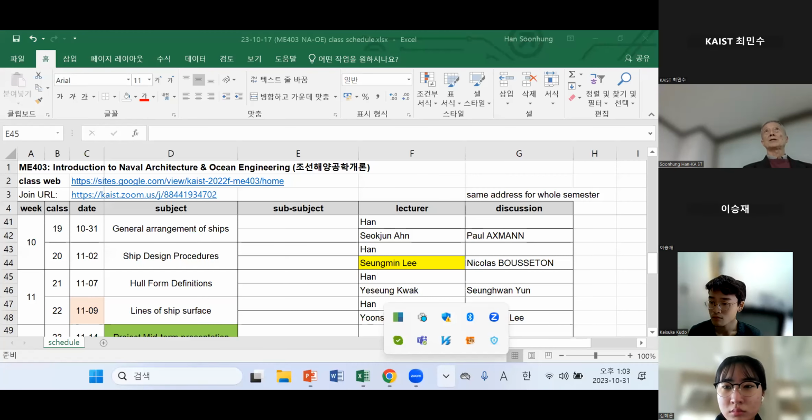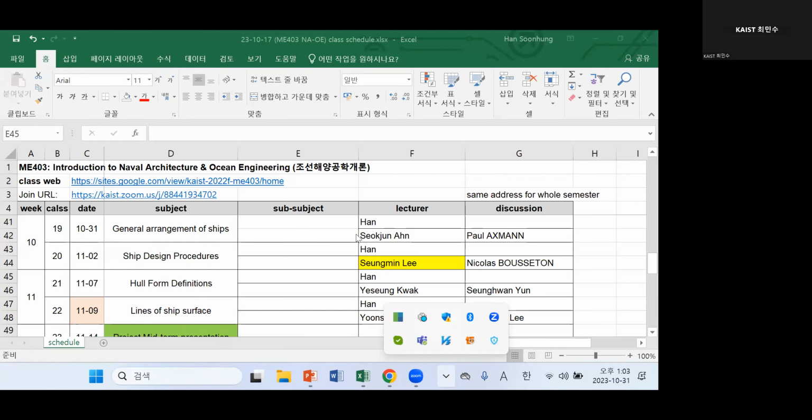Models are donated by one from Samsung Heavy Industry. The other one is from STX. STX is, wow, no more. Okay. But we have no.